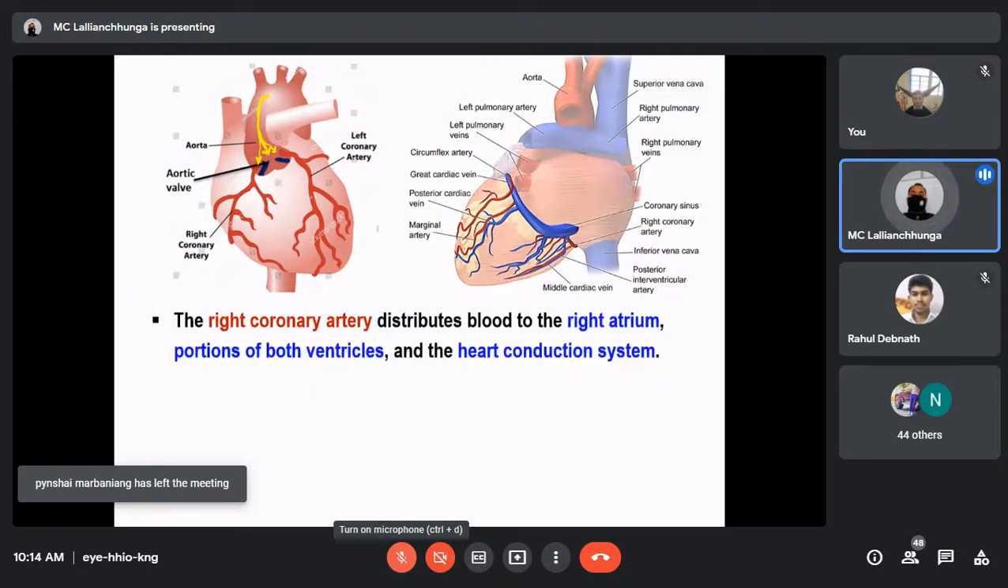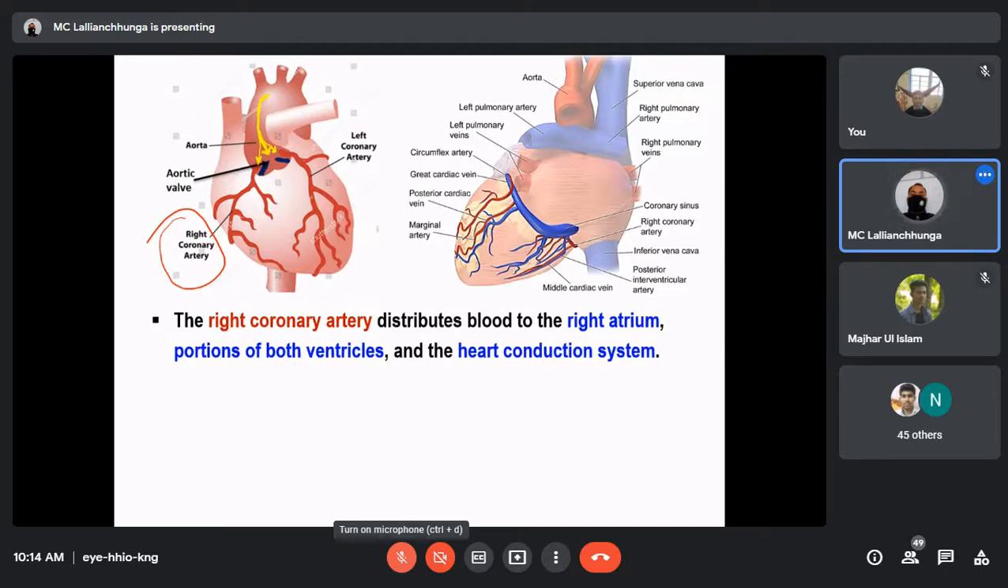What about the right coronary artery? The right coronary artery distributes blood to the right atrium, portions of both ventricles, right and left, and the heart conducting system. You know what the heart conducting system is? AV node, SA node, all those things. So they will receive blood from the right coronary artery.